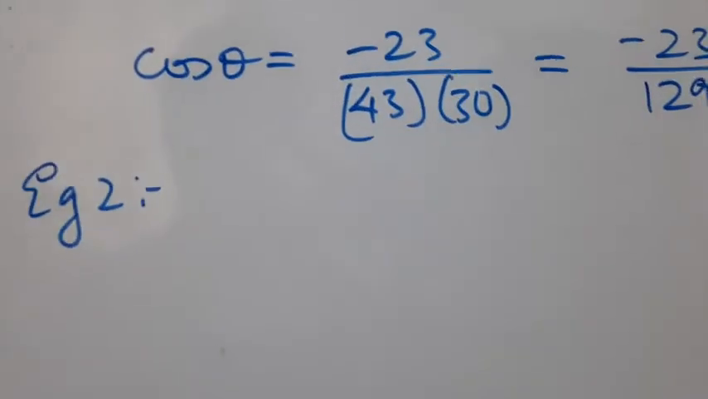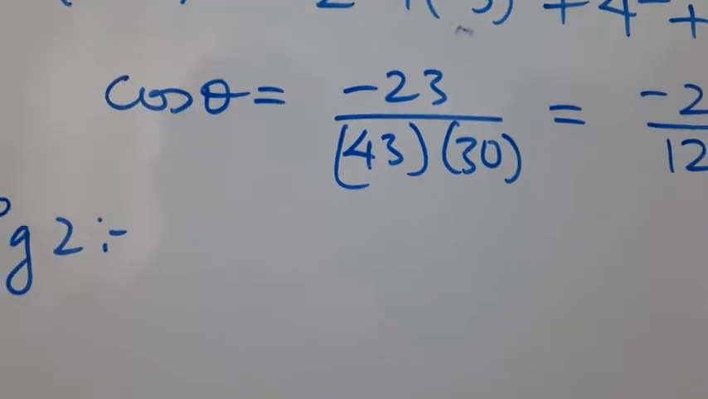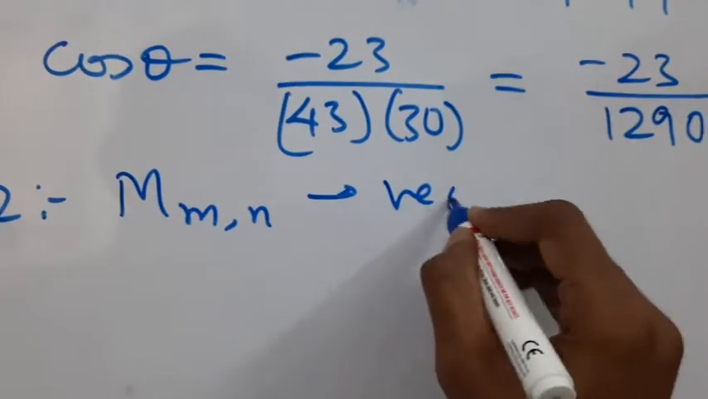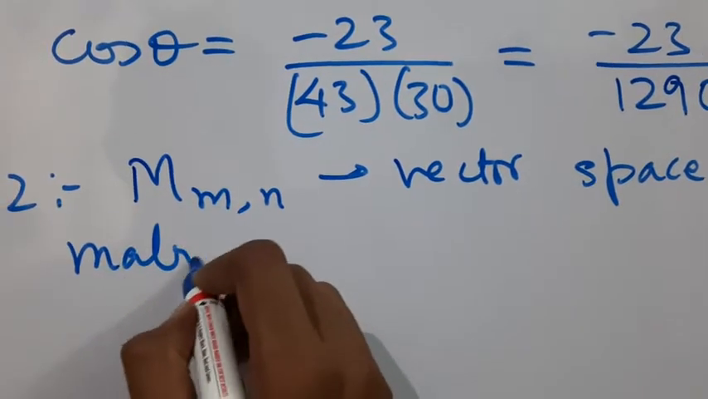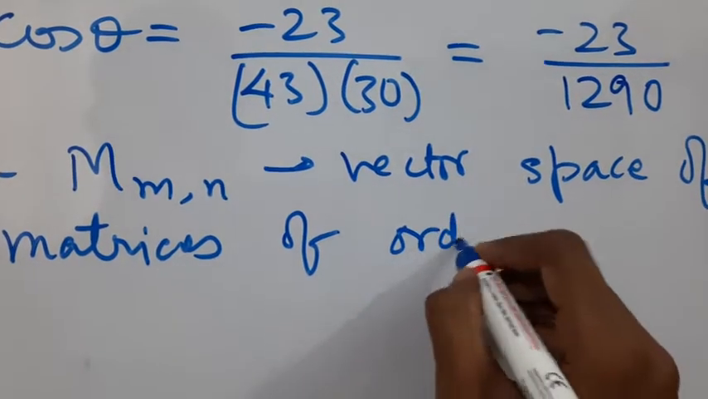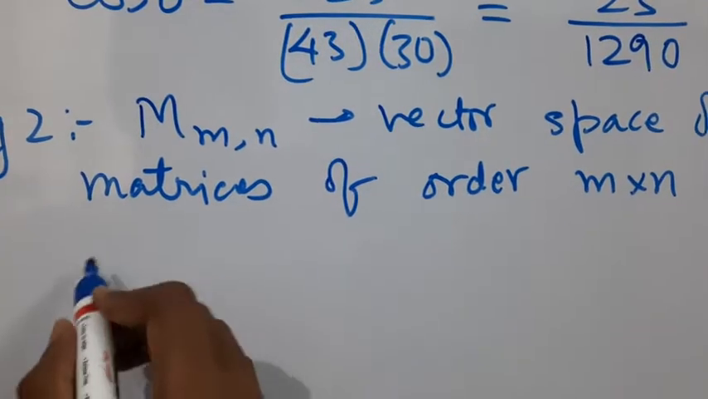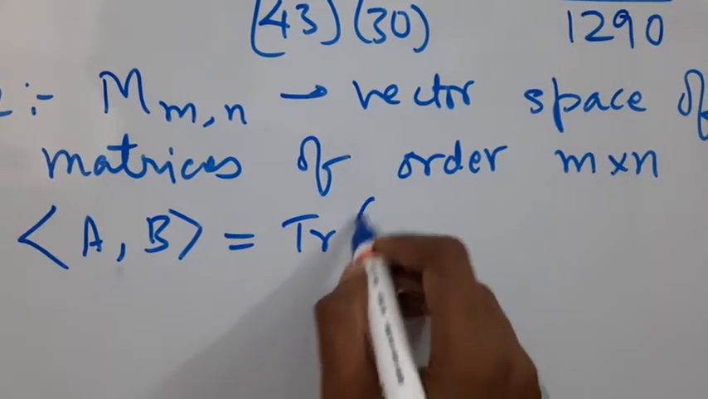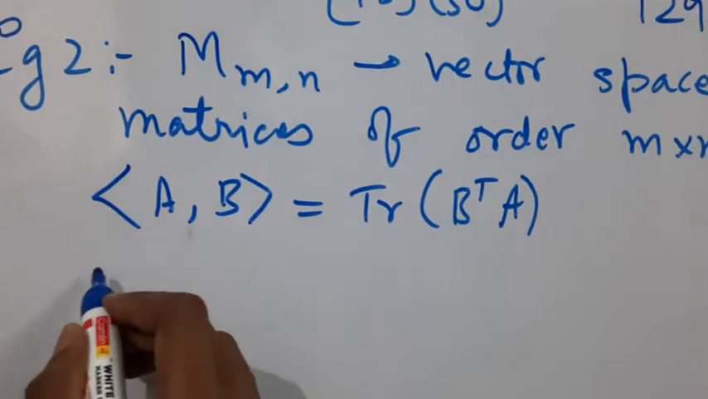Now in the second example, let us consider a vector space of matrices of order M cross N. So in this, inner product of AB is defined as trace of B transpose A.